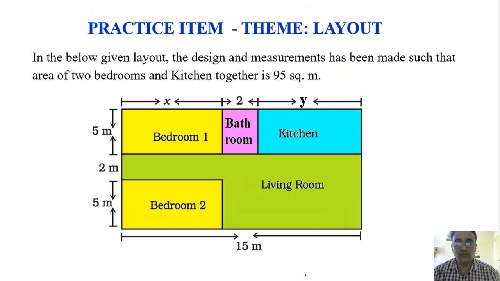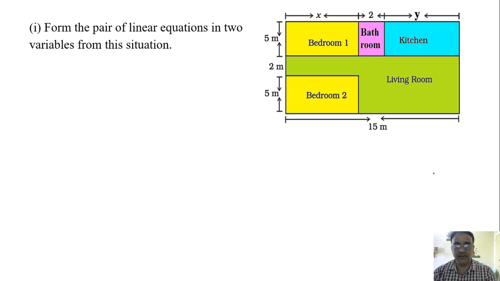Now I'm going to present one practice item. In the given layout, the design and the measurement have been made such that the area of two bedrooms, bedroom number 1 and bedroom number 2, and the kitchen together is 95 square meter. Means the area of these three is 95 square meter. Based on this diagram, one question we frame: form the pair of linear equations in two variables from this situation.